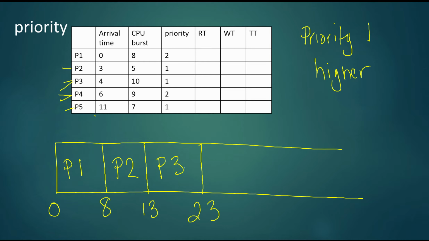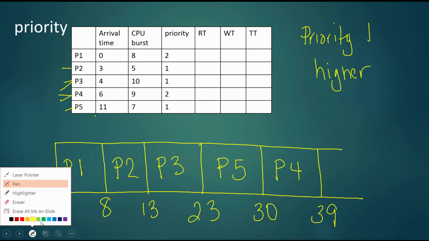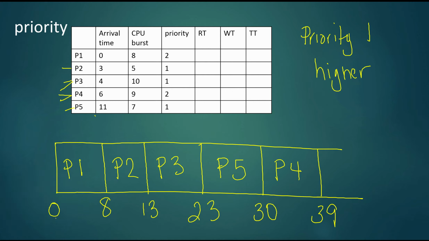And now the only ones left in the ready queue are P4 and P5. P5 will go next. And then the last one to go will be P4. So once again, it takes 39 time units, and you can calculate the response times and the turnaround times.